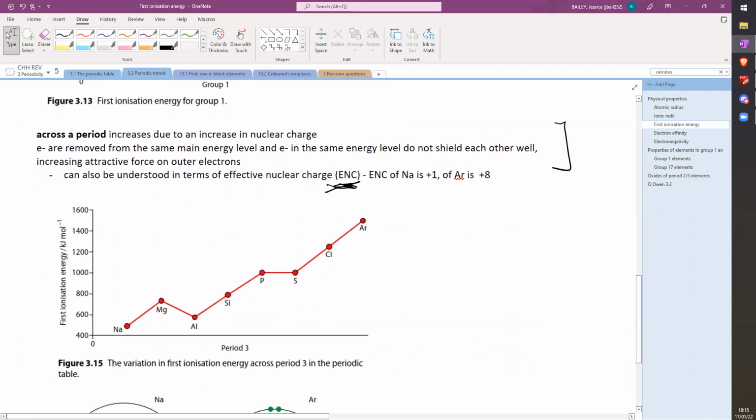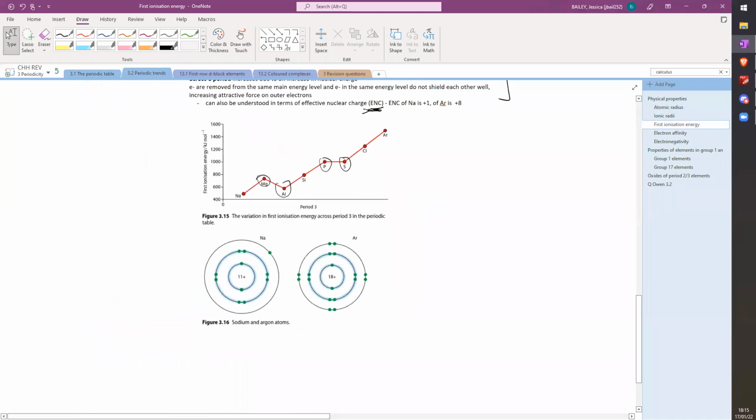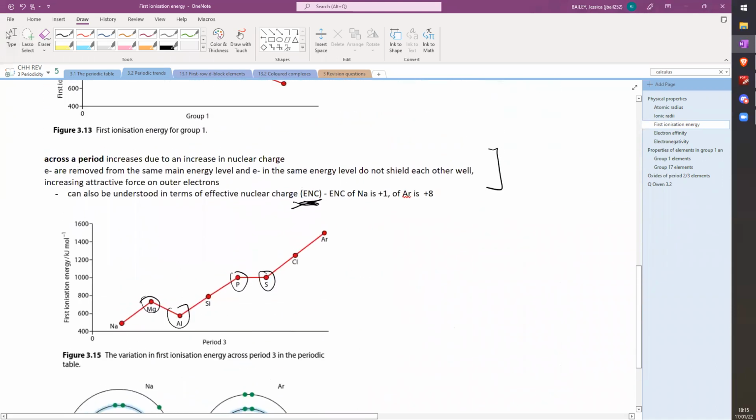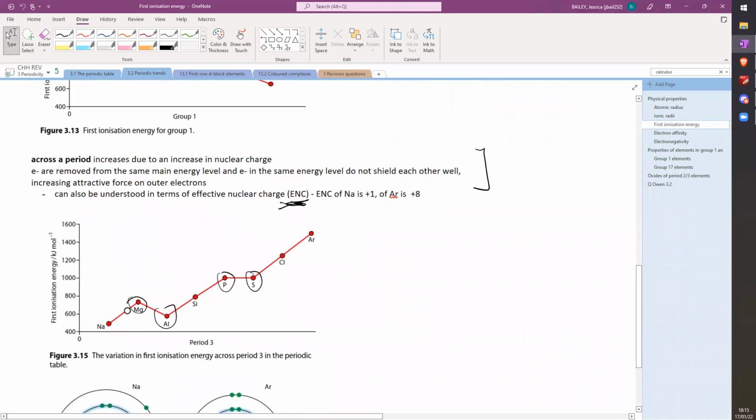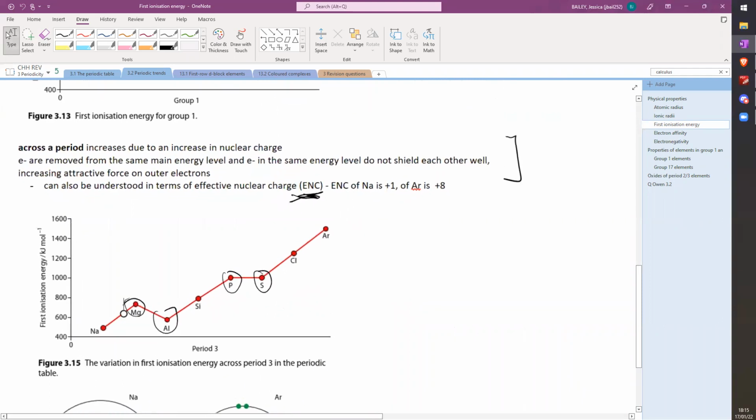So as you can see, this trend is vaguely increasing. There are some strange anomalies here, and that's got to do with orbitals and other stuff. I'm not sure whether we actually have to know why that's there or not. I don't think so. But yeah, you just have to know the general trend. So you don't need to know about all these exceptions unless they expect you to. I don't think they expect you to know this.